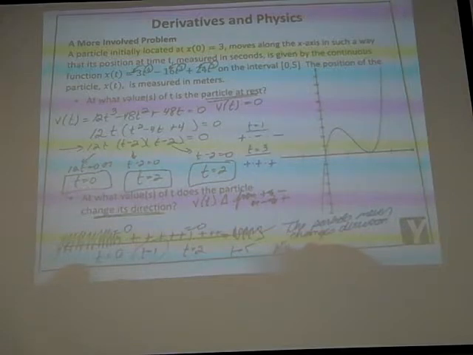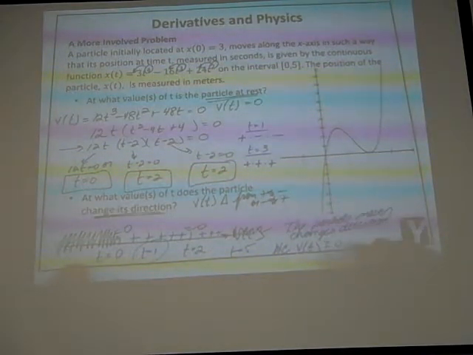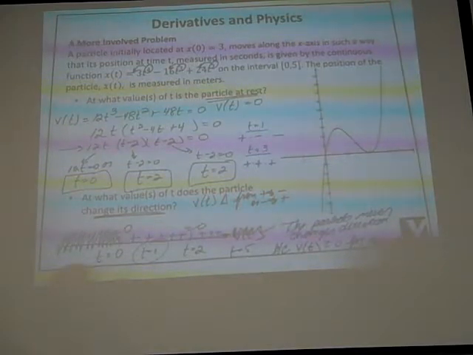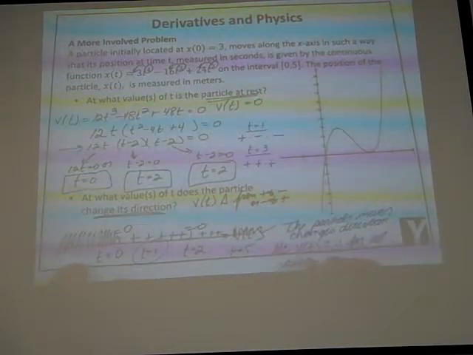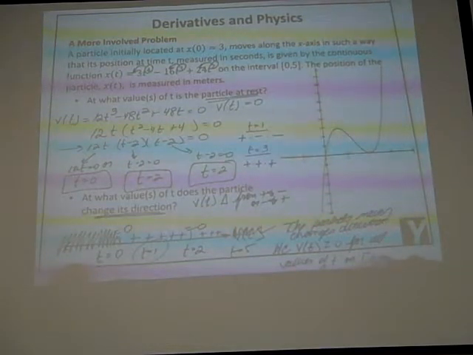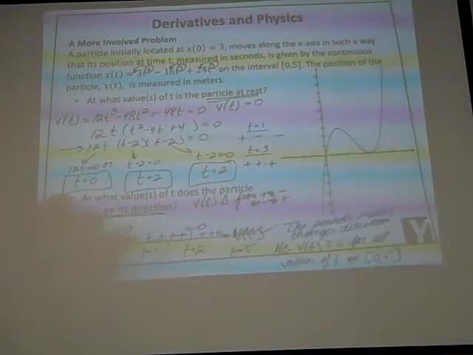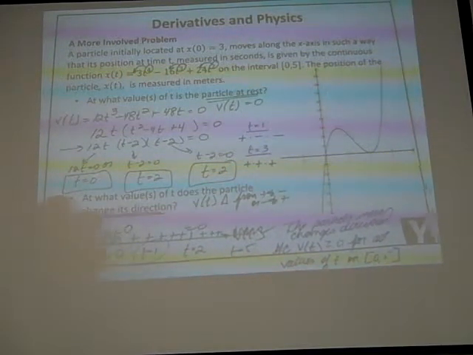And then I would say, because the velocity is greater than or equal to 0 for all values of t on the interval 0 to 5. Okay. Let's move on.